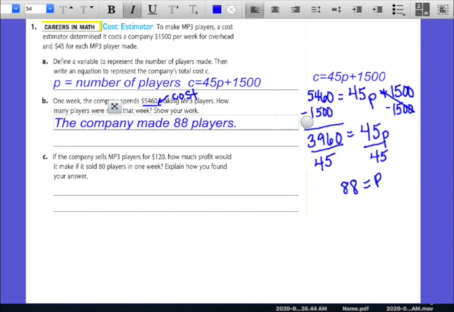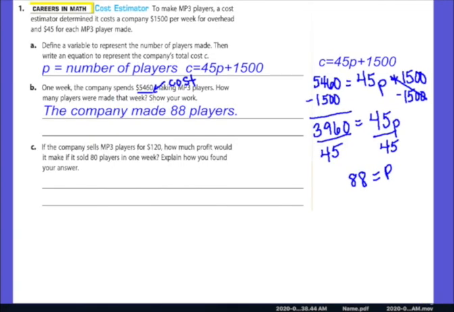All right, so now let's look at part C. If the company sells MP3 players for $120, how much profit would it make if it sold 80 players in one week? Explain how you found your answer.